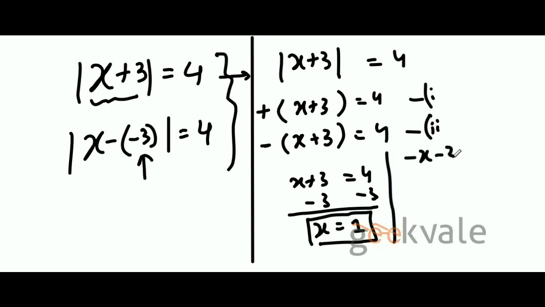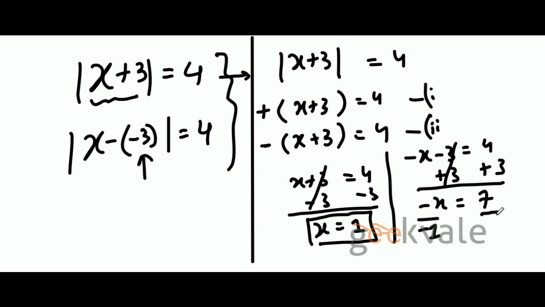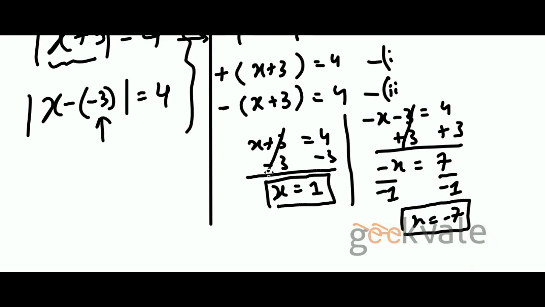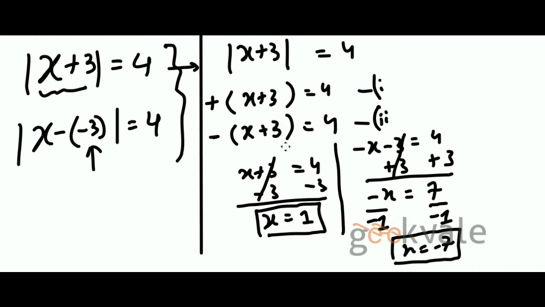And from this one, minus (x plus 3) equals 4, which is minus x minus 3 equals 4. I can use the addition property of equality and add 3 to both sides. Now what do I get? This will cancel out, and minus x equals 7. Oops, I forgot to cancel this one out. There we go. Then we can use the division property of equality and divide by minus 1 on both sides. I get x equals minus 7.